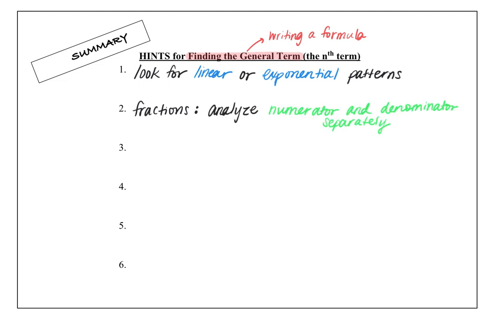In the case where you have alternating signs, you can always try -1 raised to the power of n, or you can try -1 raised to the power of n plus 1. Those will both help you get terms that alternate signs. You just have to figure out which one works to get you the first term with the sign that you want.